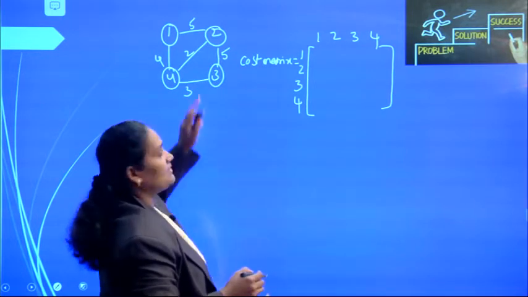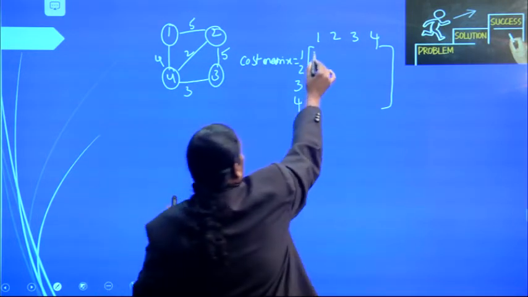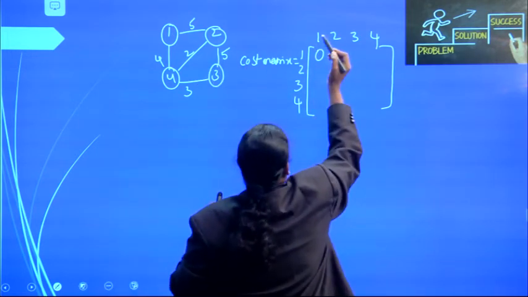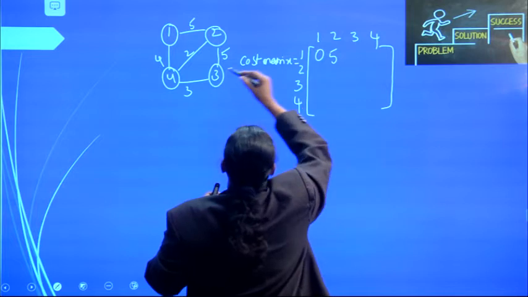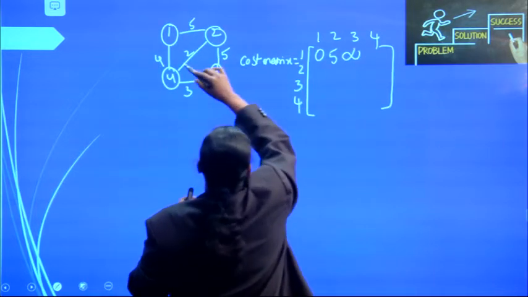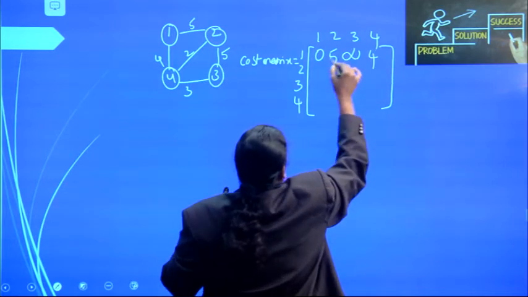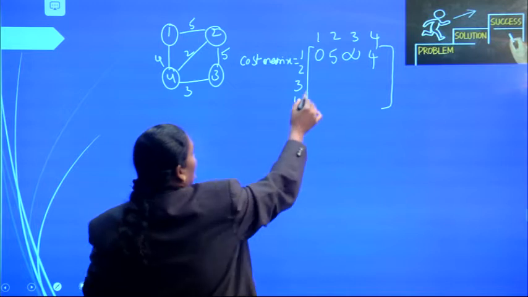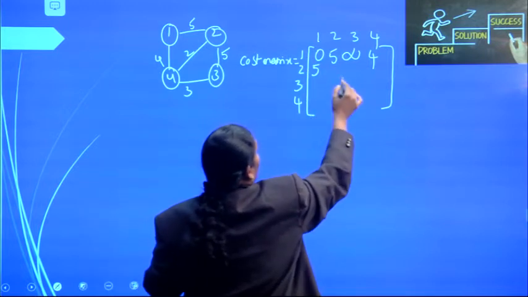Cost of 1 comma 1. There is no cost, so it becomes 0. Cost of 1 2, which is 5. Cost of 1 3. There is no edge from 1 to 3, so it is infinite. Cost of 1 4 is 4. Cost of 2 1: 1 2 is equal to 2 1, so that's why here cost of 2 1 is also 5.